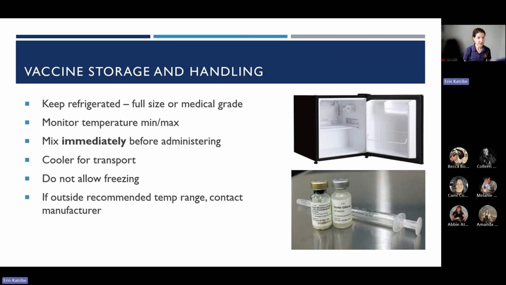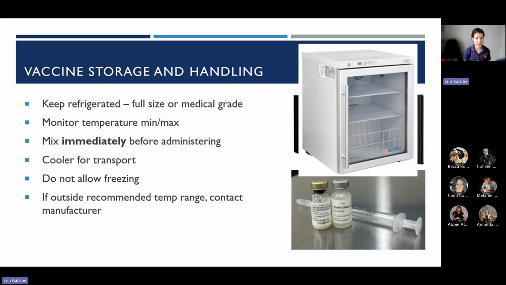We want to make sure we're storing and handling our vaccines appropriately. In shelters, we love these little mini fridges because they're so convenient and we can put them in convenient places like in our intake room or our intake bay. But the challenge is, we've all experienced this, sometimes they freeze things, or every time we open that door, all the cool air runs out. And so they are not oftentimes maintaining vaccines at an appropriate temperature.